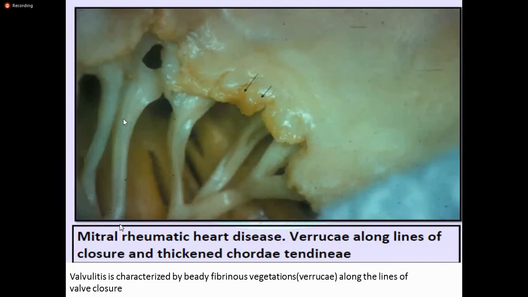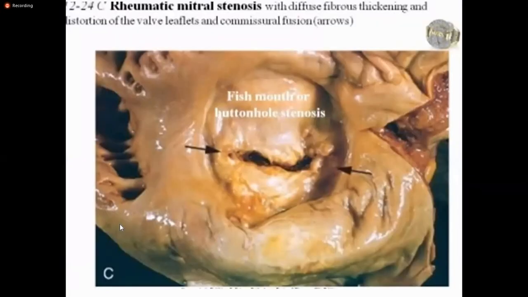This is a post-autopsy finding. This shows mitral rheumatic heart disease, which shows a defect in the valve lines and thickening of the chordae tendineae. These are the chordae tendineae, and this shows the thickness of the chordae tendineae. And again, the fish mouth appearance or buttonhole stenosis. This is also a post-autopsy finding, which we do not observe in living humans.